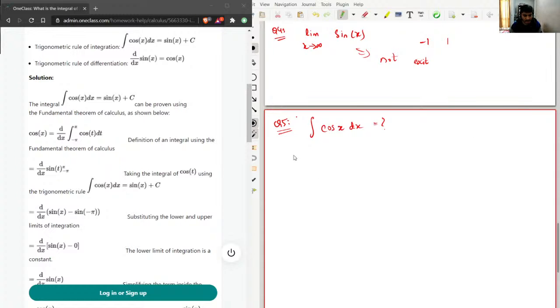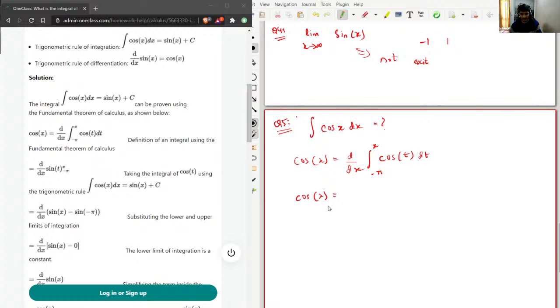But let's just follow this derivation and see where we will end up. So here they are writing cosine x is equal to derivative of integral of cosine t dt, and the minimum value is -pi, positive is x. So we'll go for the integration here.